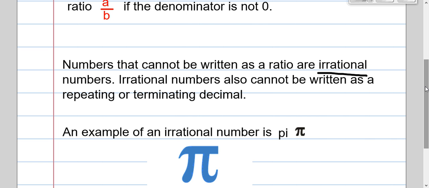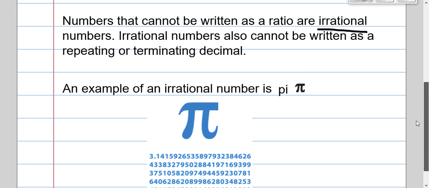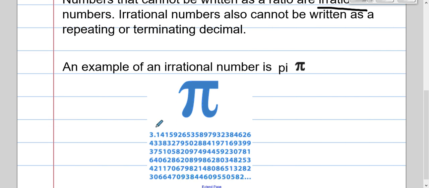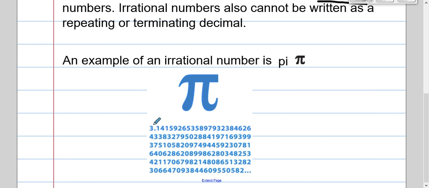Irrational numbers also cannot be written as a repeating or a terminating decimal. So for example, the number pi is a long decimal that goes forever. It starts with 3.14159 and so on and so on. And there's no repeating of digits or a pair of digits. So there's no pattern. It's all over the place. It's an irrational number. So pi is one example of an irrational number.